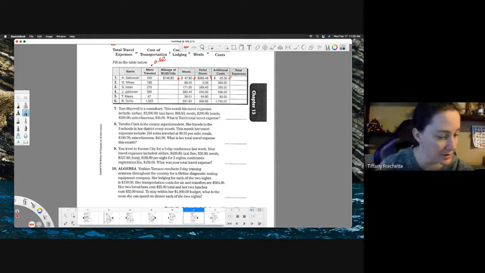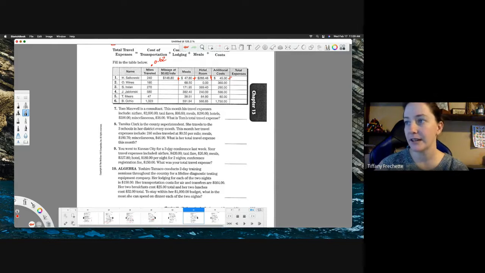Number 8, so you are going to have to calculate mileage on number 8 and then add together all the other expenses here. Let's see. Number 9 gets a little different because you want to make sure you're paying attention to the number of nights that they're talking about, or the length of the conference.